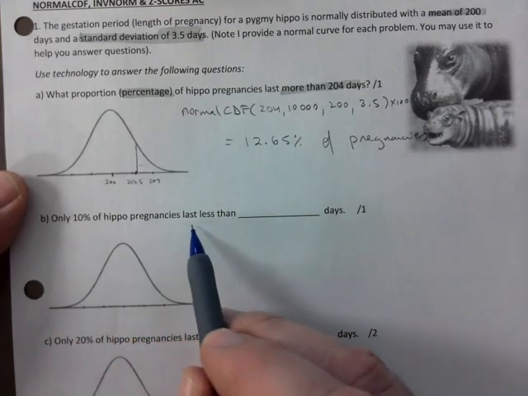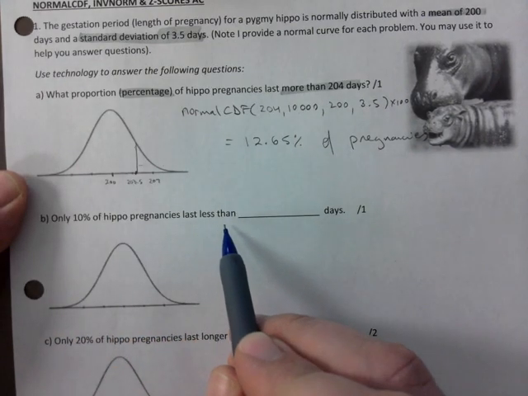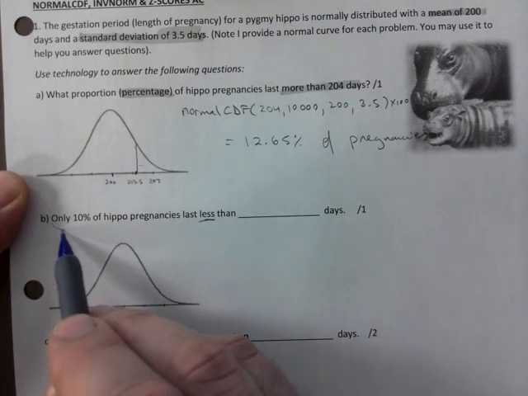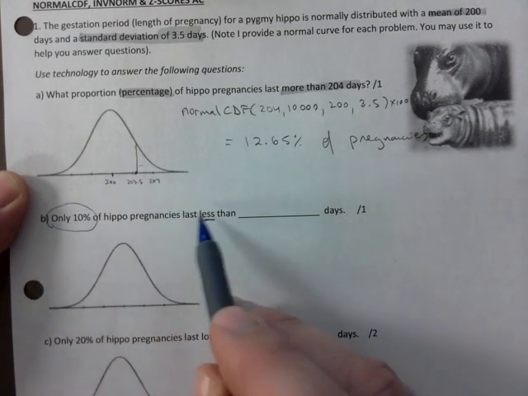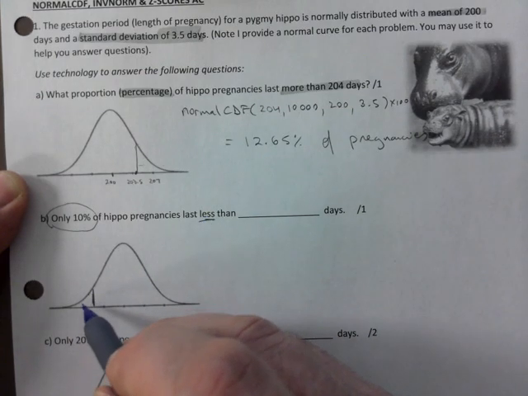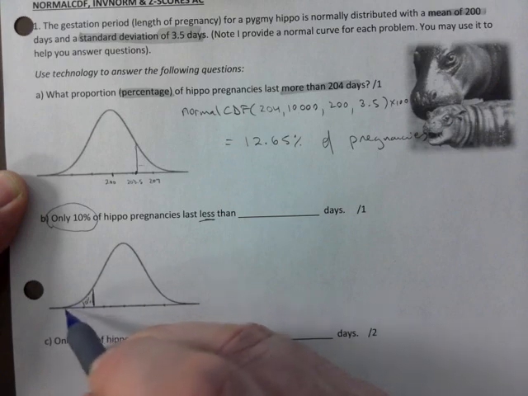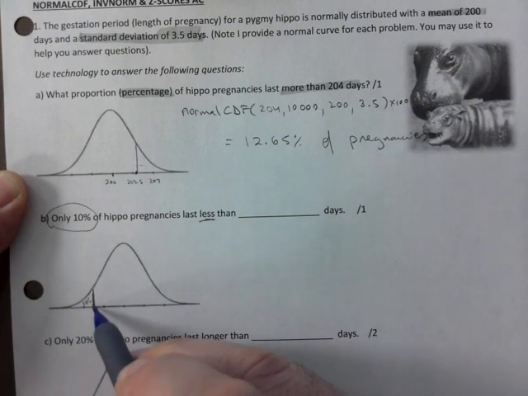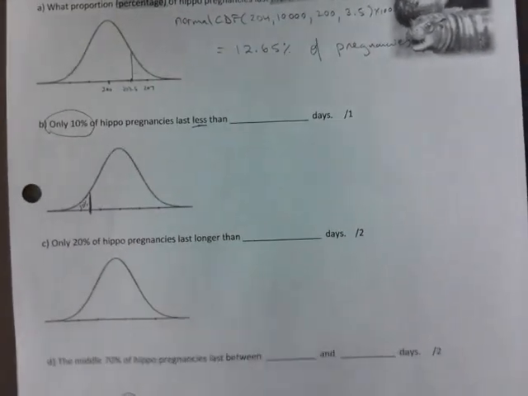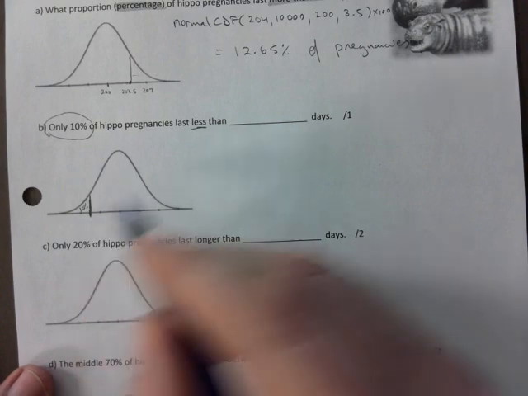Only 10% of hippo pregnancies last less than so many days. So the 10% last less. That puts you in a position where 10% of pregnancies would last less than this value you're interested in. In this case, it would be days. I always talk about score, but in this case, it's number of days. So we're going to figure that out.